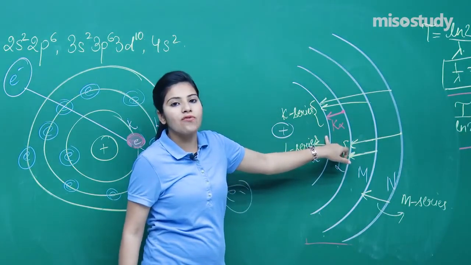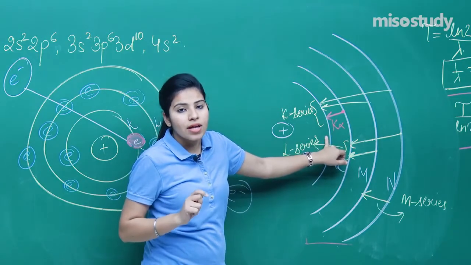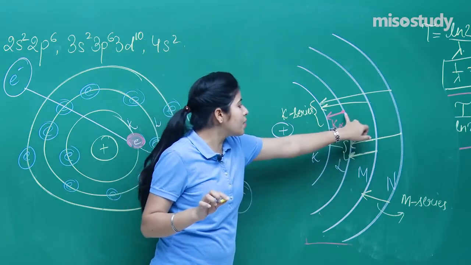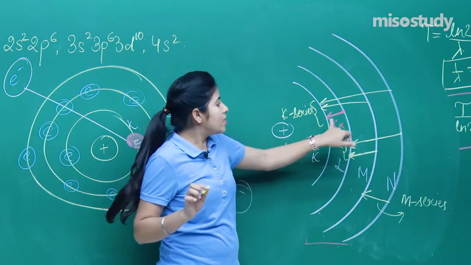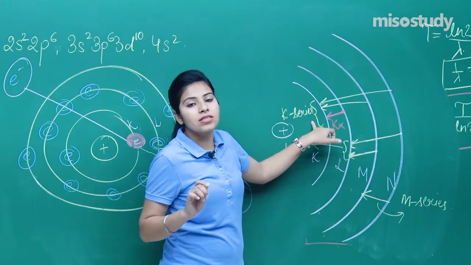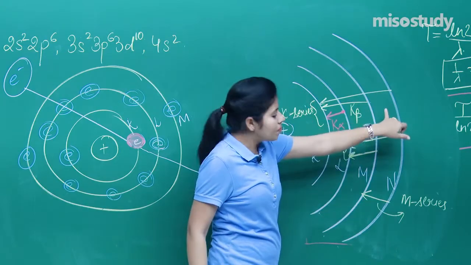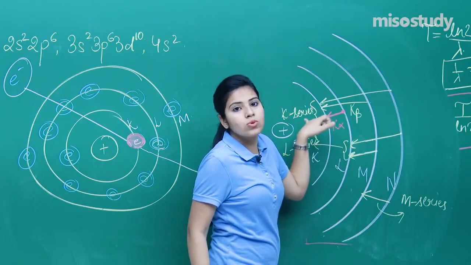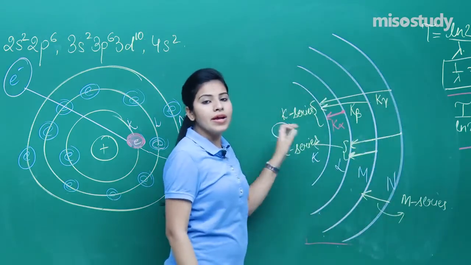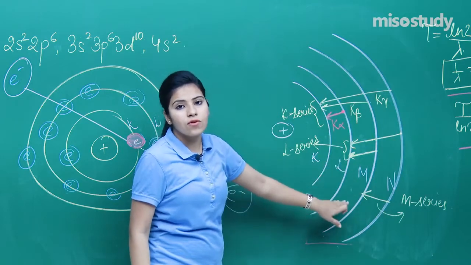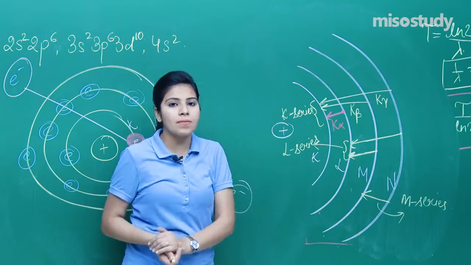Now what is K alpha, K beta, K gamma? In the question we have been given the K alpha. That means when the electron is coming from the L shell to the K shell, that will be your K alpha series. When it is coming from the M shell to the K shell, that will be your K beta series. And when it is coming from the N shell to the K shell, that will be your K gamma series. Similarly, it happens for the L series, the M series, and the N series. That will be your alpha, beta, gamma.